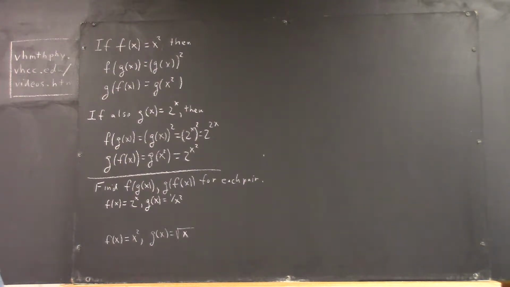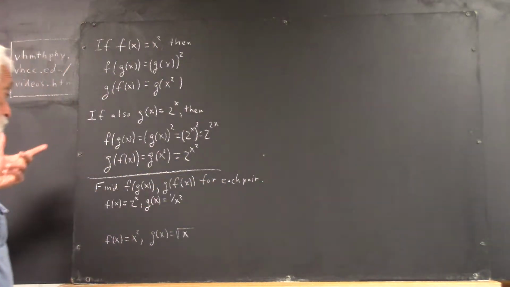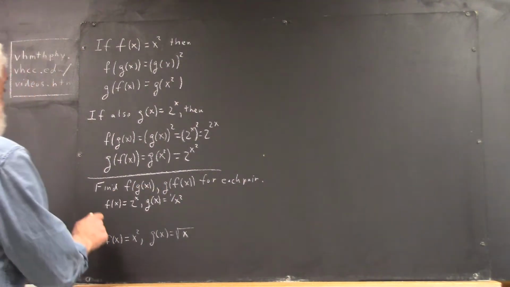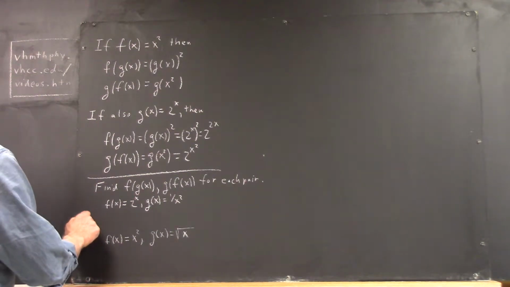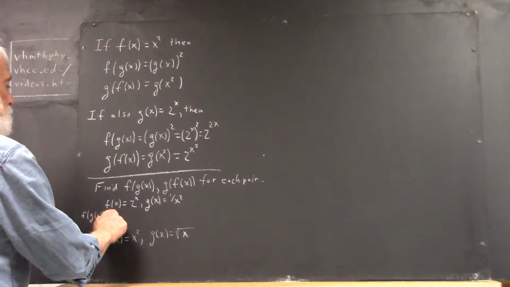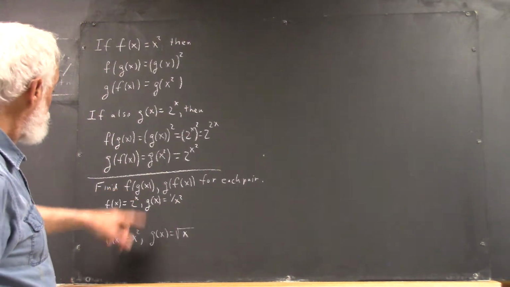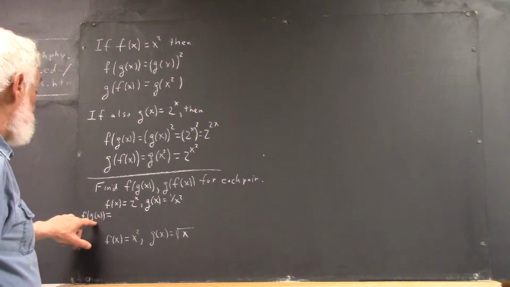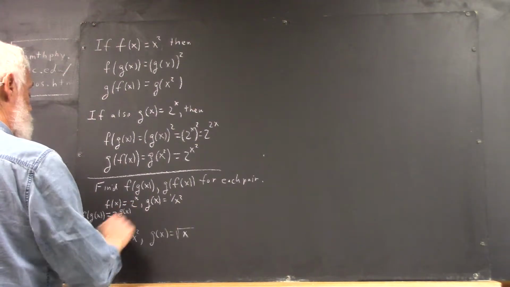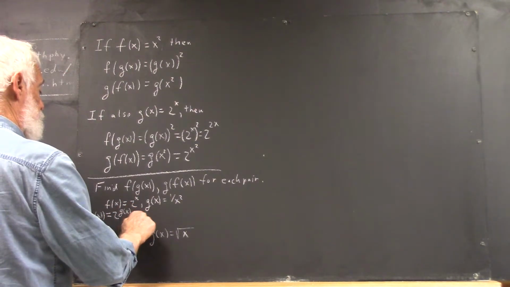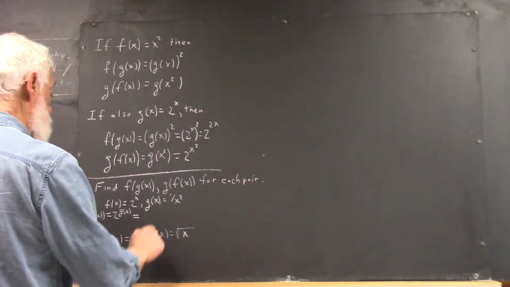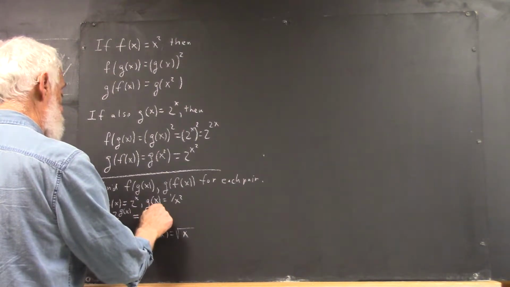Okay, now we want to find f of g of x and g of f of x for each of these pairs. Okay, f of x equals 2 to the x, g of x equals 1 over x squared, then f of g of x equals what? Well, f of x is 2 to the x, so if we replace x by g of x, we get 2 raised to the g of x. Now, of course, g of x is 1 over x squared, so 2 raised to the g of x power is 2 to the 1 over x squared.